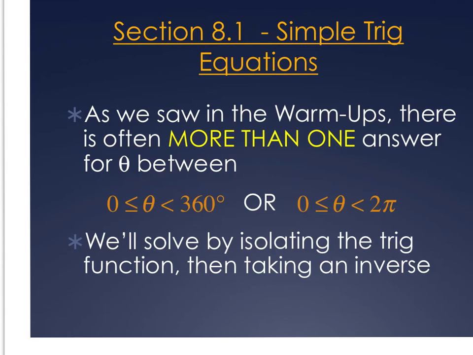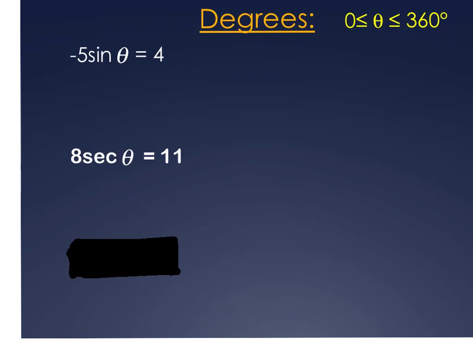As we saw here, this is a quick checkpoint. First of all, section 8.1 is called simple trig equations. Section 8.5 is actually called more difficult trig equations, so we will build on these. But as we saw, we're often going to have more than one answer between either 0 and 360 or 0 and 2 pi. Those would be the two most common domains that we see. We're going to solve these functions, as we'll see in the next few slides, by isolating the trig function, or getting it by itself, and then eventually taking an inverse.